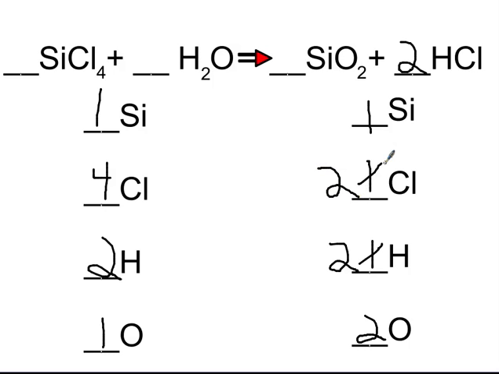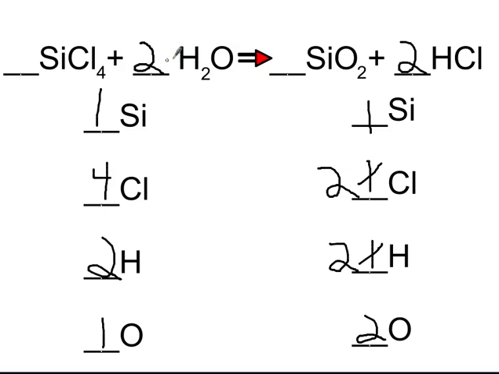Okay, so let's see here. I see that that might not work out because my chlorines are kind of messed up at the moment, but let's see what we can do. I'm going to mess with my oxygen. So I see my oxygens need to meet up at 2. So I can put a 2 right here.